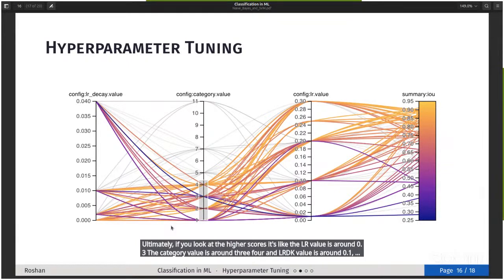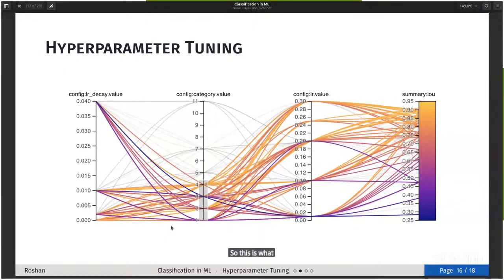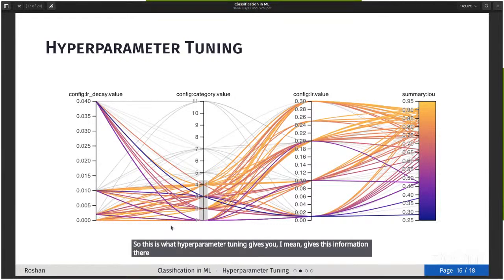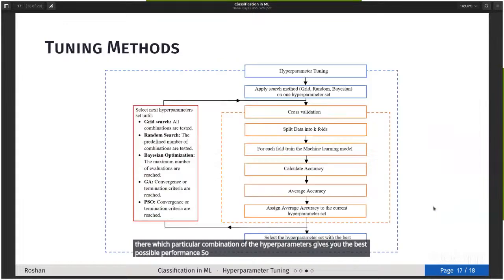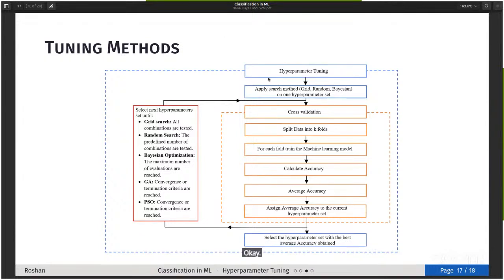So this is what hyperparameter tuning gives you. This information tells you which particular combination of the hyperparameters gives you the best possible performance. So this is hyperparameter tuning. So this is the overall thing where the flow, okay, is demonstrated.